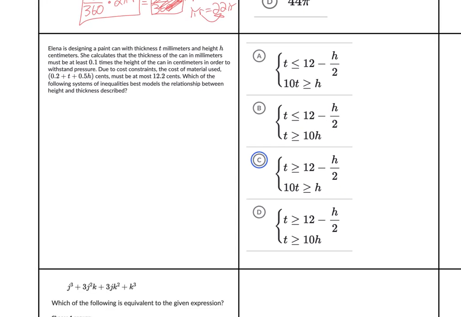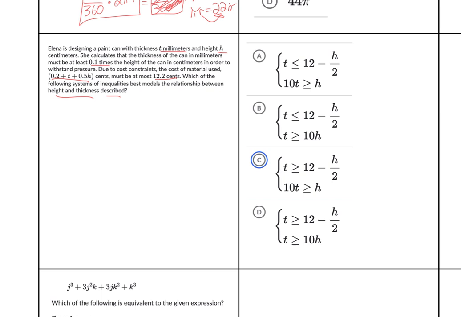Elena is designing a paint can with thickness t millimeters and a height h centimeters. She calculates that the thickness of the can in millimeters must be at least 0.1 times the height of the can in centimeters in order to withstand pressure. Due to cost constraints, the cost of material used, in cents, must be at most 12.2 cents. Which of the following systems of inequalities best models the relationship between height and thickness described?